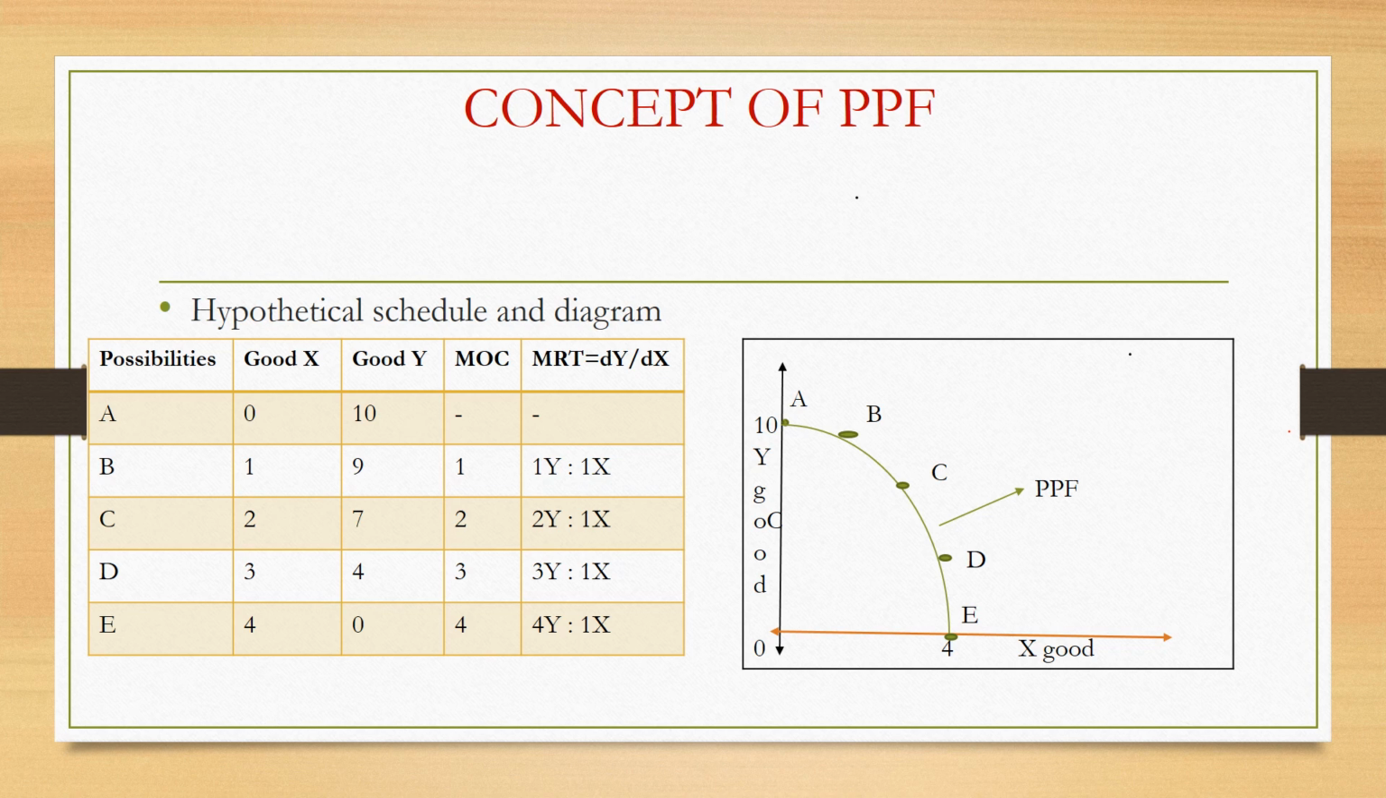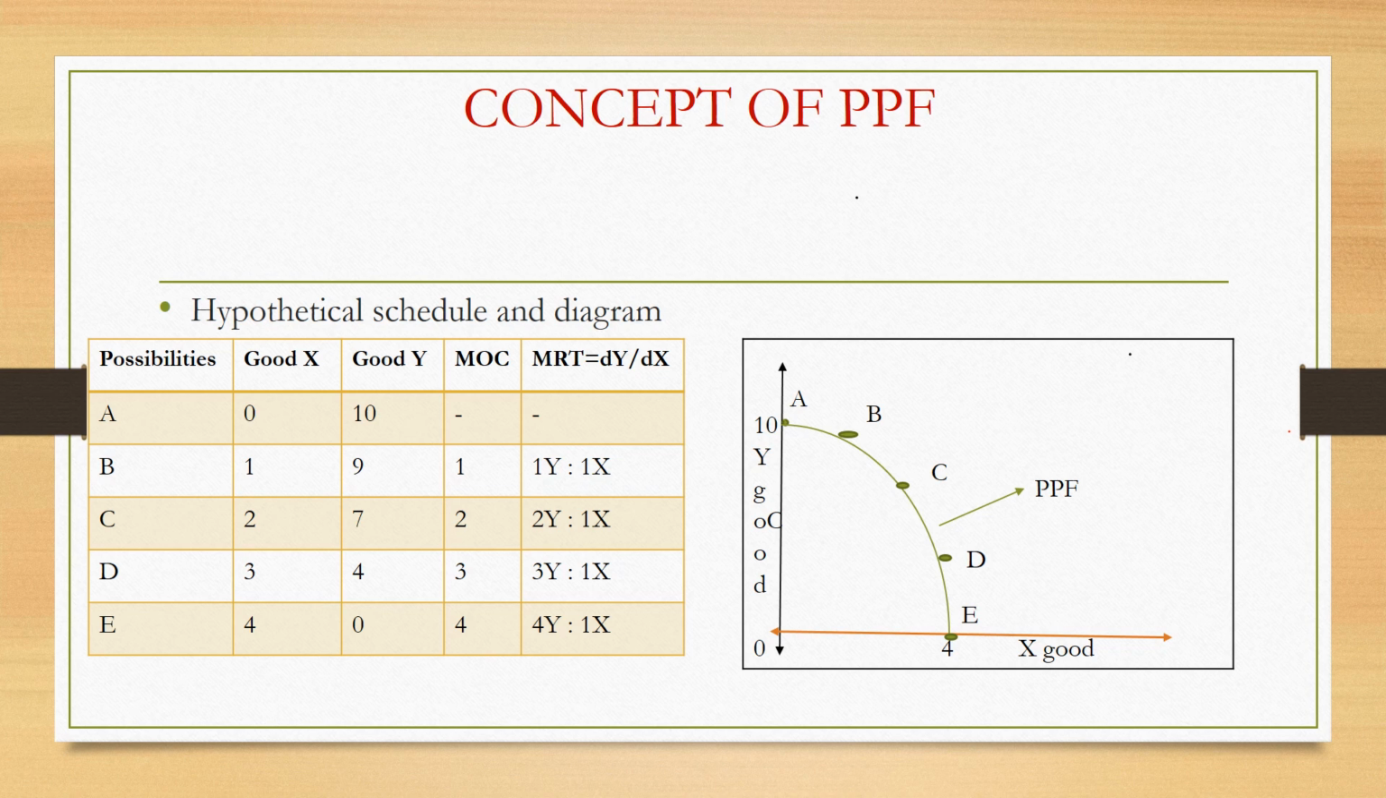Now, if we plot this, then we'll get the diagram as given on the right hand side. So the combinations A, B, C, D, E. Now by drawing a curve, by joining A, B, C, D and E, we get a curve. This is called production possibility frontier, production possibility curve, or transformation curve, or transformation frontier.